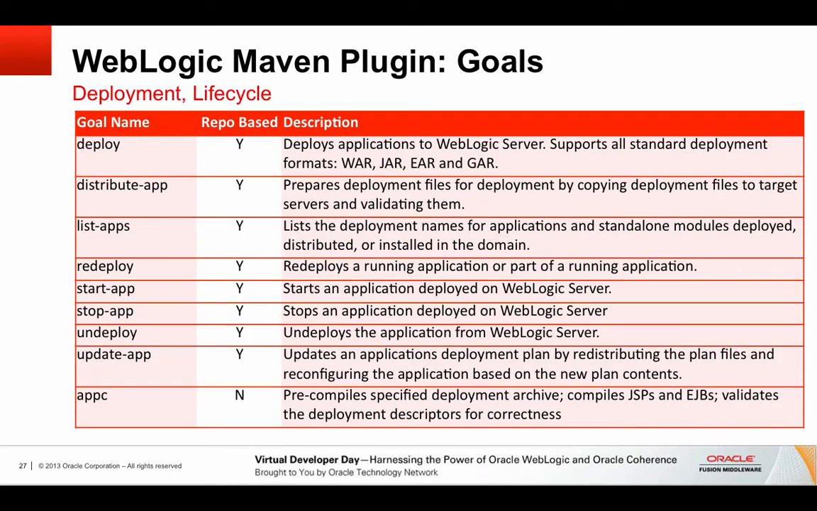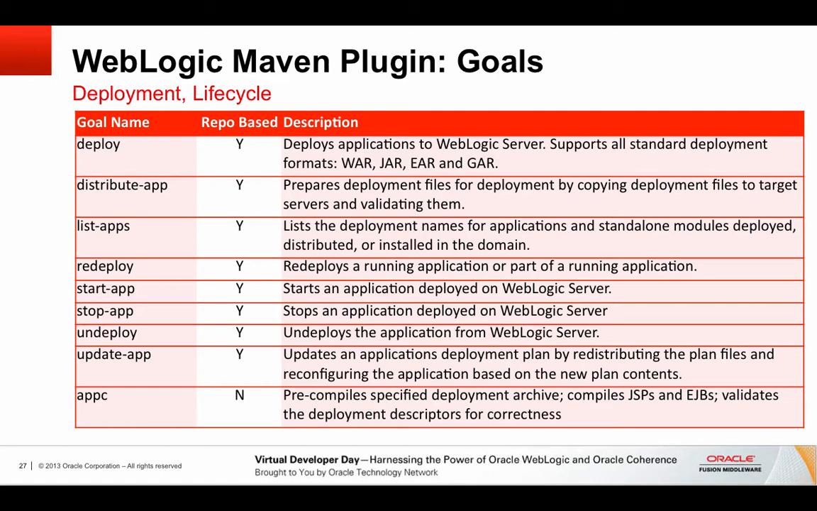We then look at the deployment and lifecycle goals. So here we provide support for deployment of applications to WebLogic server, supporting all of the standard deployment packaging models, WARs, jars, EARs, and the new coherence CAR. We've got operations to obviously redeploy, undeploy that same application. We can execute a list application goal, which will list the deployment names for the applications that are against the target server. We can start and stop an application and so forth. So fairly comprehensive support for application-oriented operations against WebLogic.